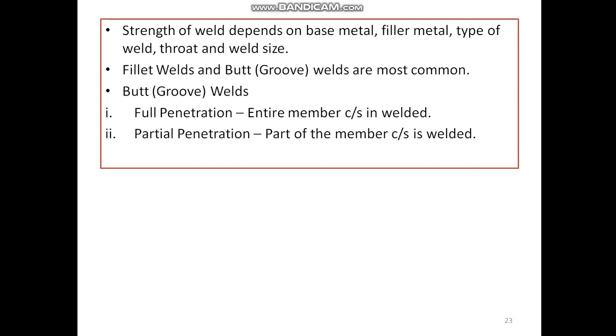Now, usually the strength of the weld depends on the base metal, filler material, type of weld, throat and butt size, and weld size. The fillet weld and butt weld are very common. Along with that, we can also have the slot weld and plug welds. But widely used are fillet welds and butt weld. Again, the butt weld can have two types. One is with full penetration and another one is partial penetration.